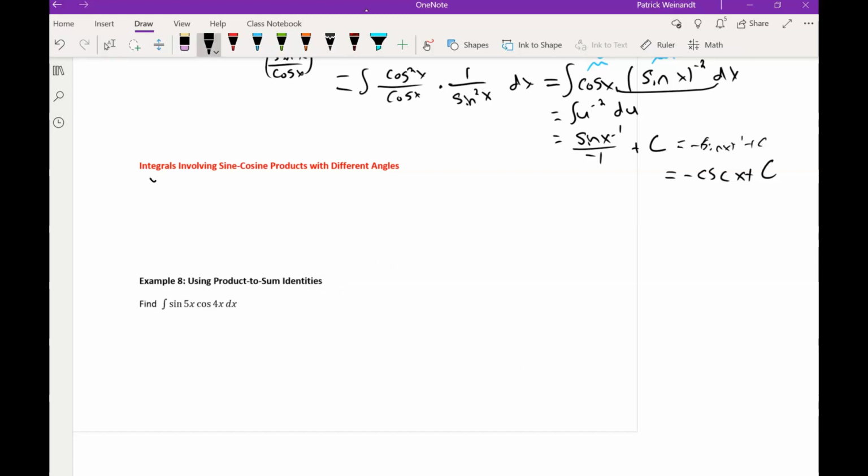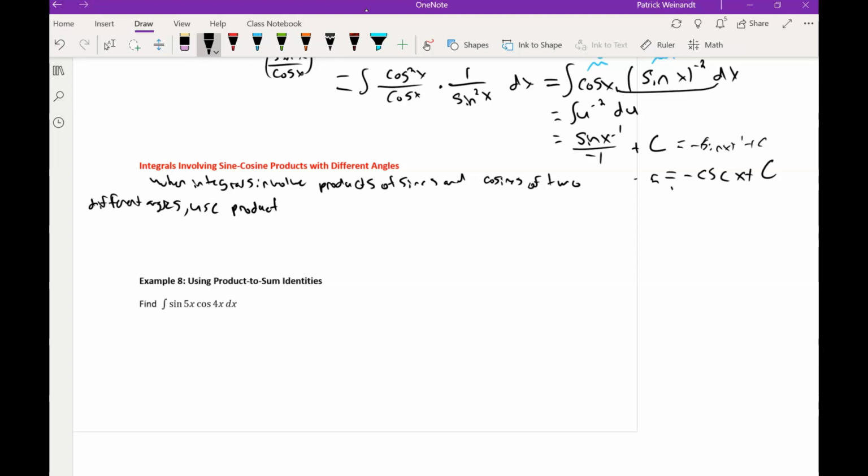I'll write that down. When integrals involve products of sines and cosines of two different angles, we want to use product to sum identities.